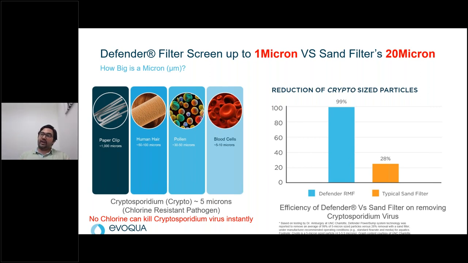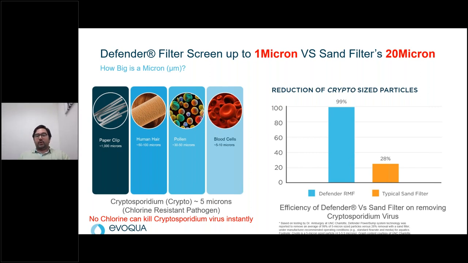So the only way to make sure that the pool is safe is your filtration system. This virus is about 5 micron in size, and they are chlorine resistant, meaning no chlorine compound can neutralize them instantly. It takes 1 ppm of chlorine residual to neutralize them in 10 days. Therefore, you would need a system that can filter them out, like Defender.